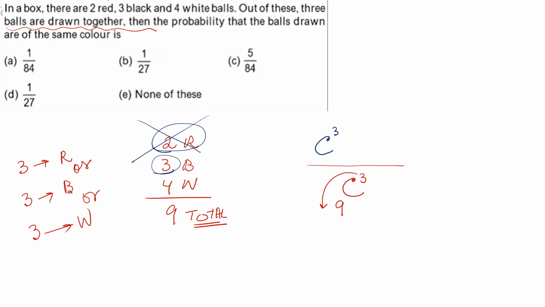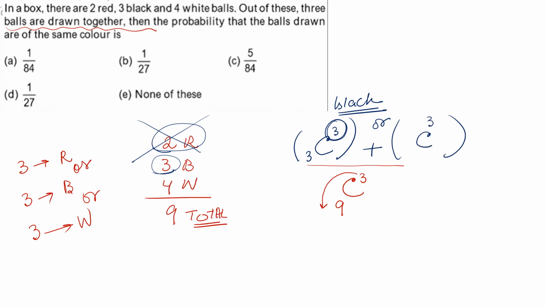Yes, the total number of black balls is 3, so I can write 3C3. All 3 selections have been made, so the work is completed. Either I can choose the black balls, or plus, this work can be done in another way. What other way? That the 3 balls will be white balls, so out of 4 balls, the 3 balls will be white.